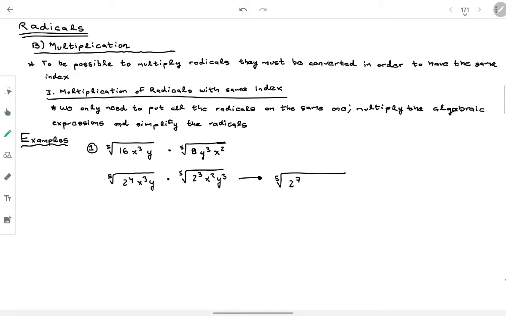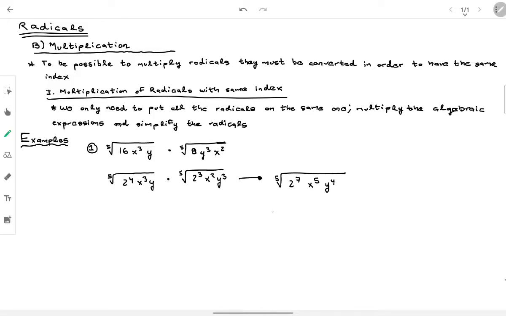Then the letter is going to be exactly the same. x cubed, x squared. It's going to be 3 and 2, it's 5. y and y cubed. It's going to be y to the 4. So after doing this one, we need to check if it's possible to take out something from the radical. Of course, the 2 can go out and the x can go out because they have a number that is at least the same number as the index. The y will stay inside because it's a smaller number than the index.